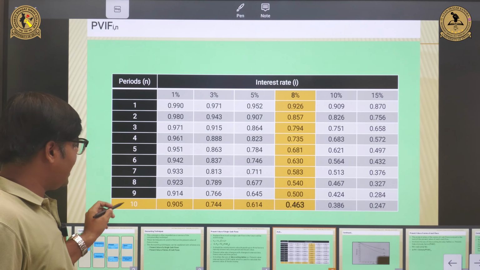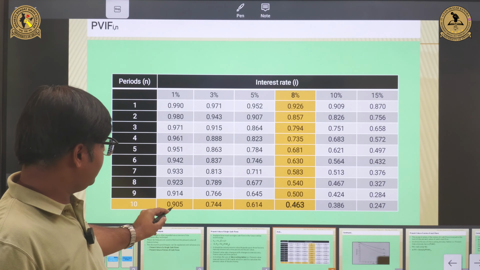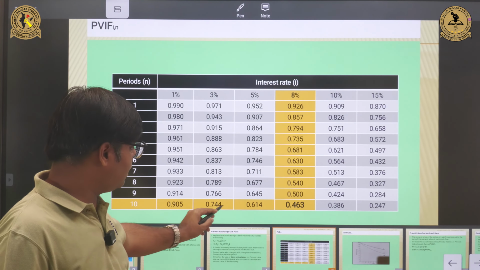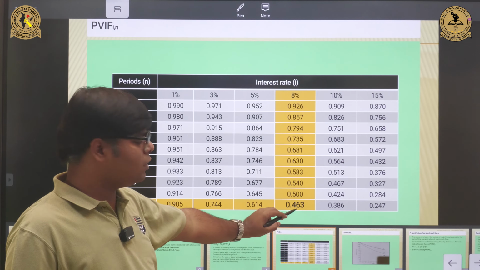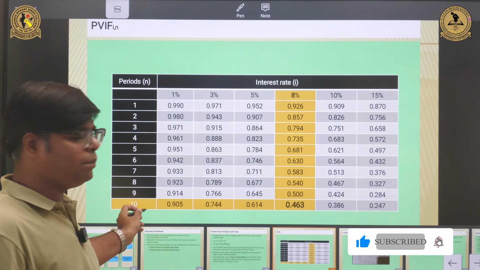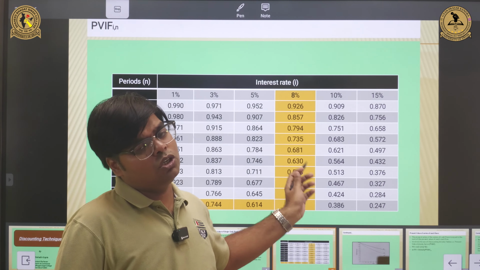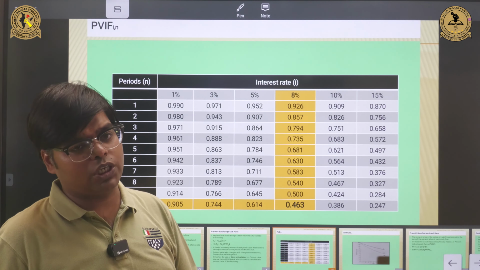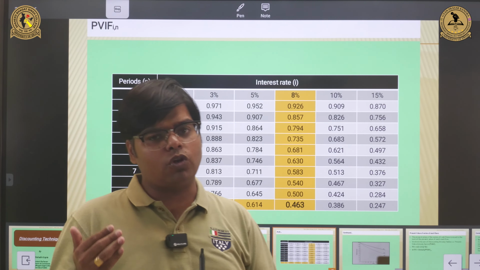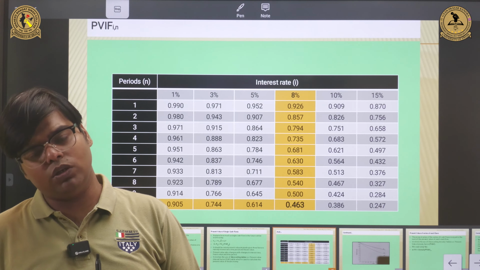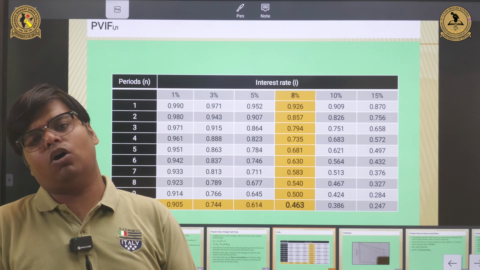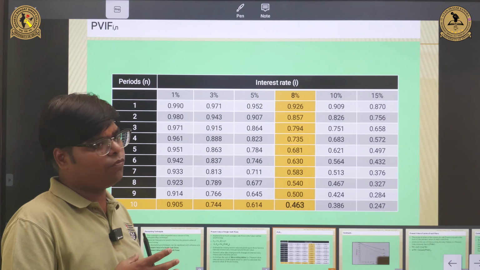Again, at a given time period, say 10, I can notice that the value diminishes from 0.905 to 0.744 to 0.614 and finally to 0.463. It means at a given time period, the higher the interest rate, the lower will be the present value of future cash flows. So with increase in the interest rate, the opportunity cost of not receiving the money today also increases, which in turn increases the risk and thereby decreases the present value of future cash flows.